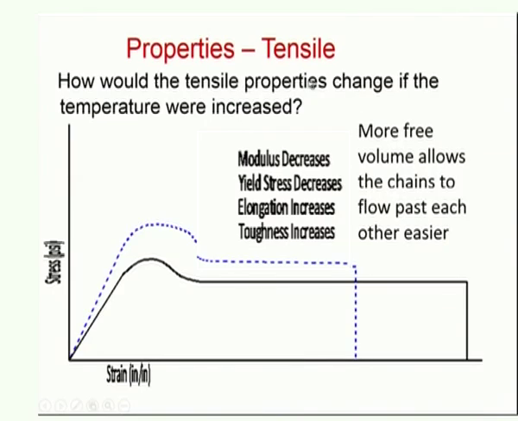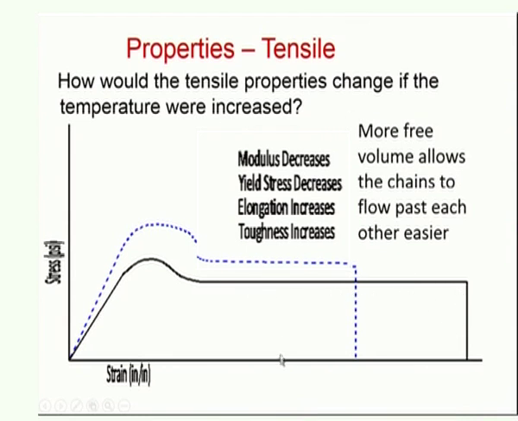Now we will see one by one how the tensile properties change if the temperature is increased. Earlier we have seen temperature and strain rate are the two important things with respect to viscoelasticity. So we will see first, if you increase the temperature, what will happen. This blue dotted curve is the original curve. Now this is the curve obtained after increasing the temperature.